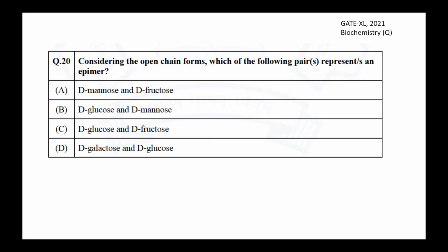Okay, so again in today's video we will be discussing carbohydrates, sugars and their structures. This is the first question, which I have taken from the 2021 question paper. The question asked is: considering the open chain forms, which of the following pairs represents an epimer? So first we need to know what an epimer is.